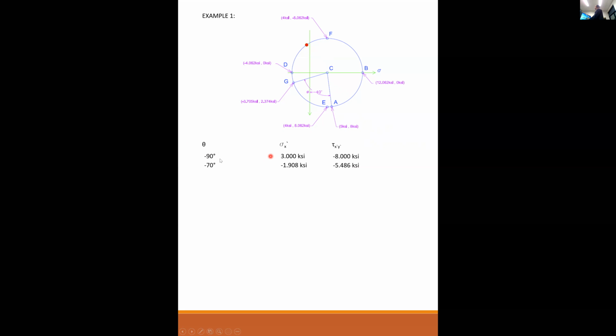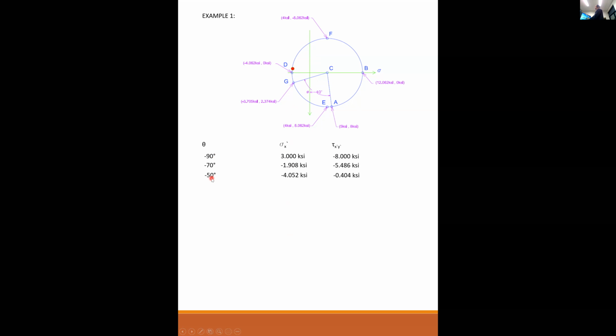The next point we did was minus 70. Now we're over here. And see how as we're reducing this angle, we're going less away from A. We're actually kind of working our way towards A. And your sigma x prime is now on the negative side. It's to the left of the vertical axis, and it's still above the horizontal axis. So the tau is negative and the sigma is negative at this point.